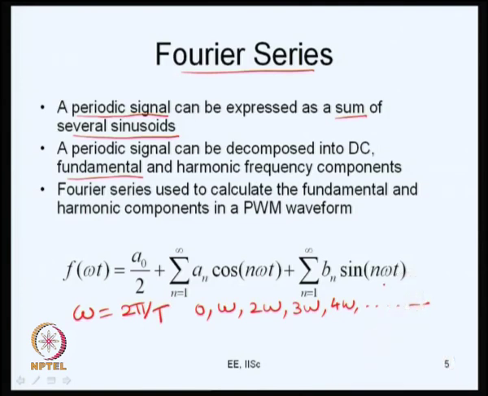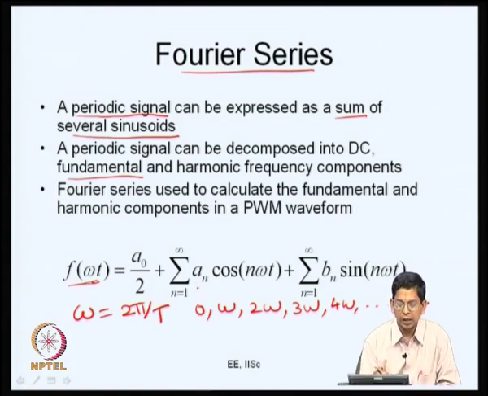This can have all these various frequencies now. So, Fourier series helps us expand any given f of omega t into such a series. So, it helps us calculate the coefficients of various terms. Once we are able to calculate the coefficients of various terms, we know how much harmonic is there.